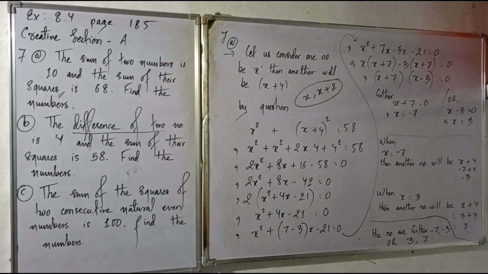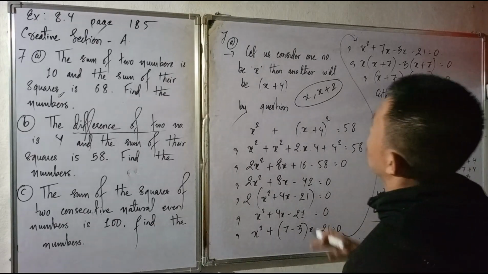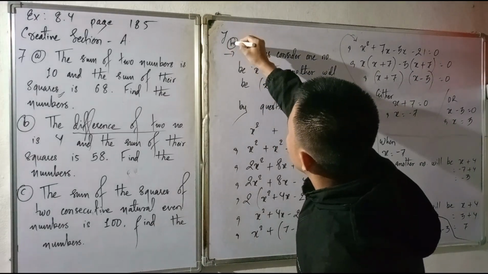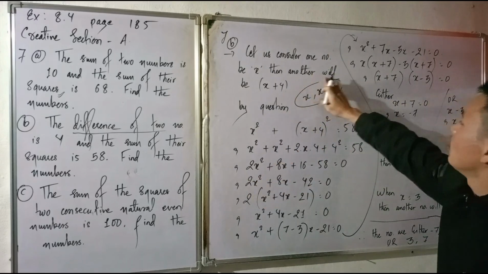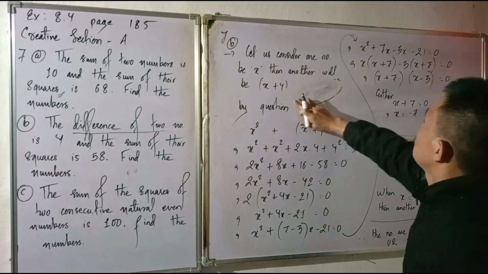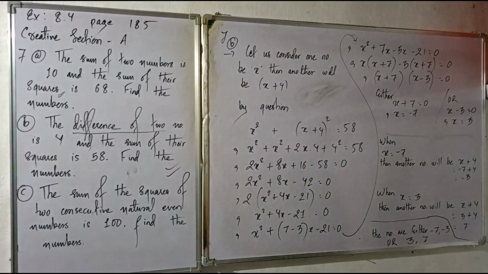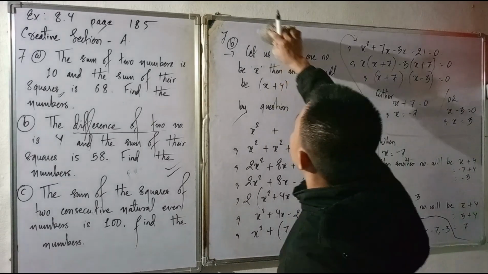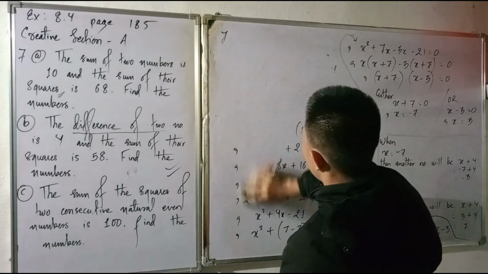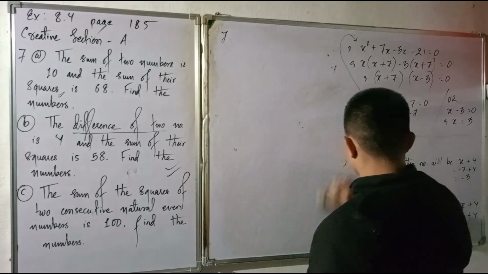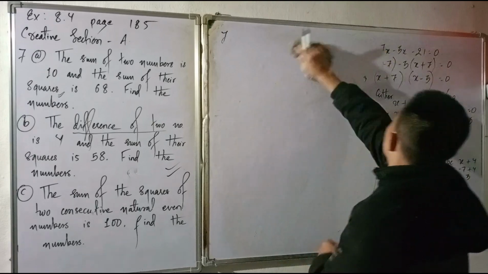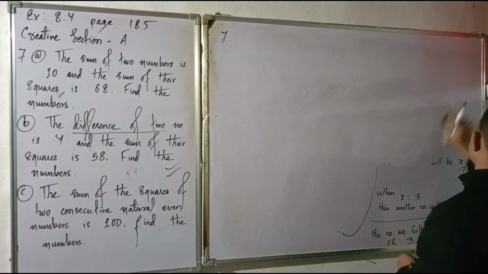Now we'll move on to number 7c. Oh, this one is 7b. Don't get confused. This whole procedure we have done is of 7b. You just take a screenshot, and I hope you have done it. So I'll be rubbing this. Now we move on to number 7c.